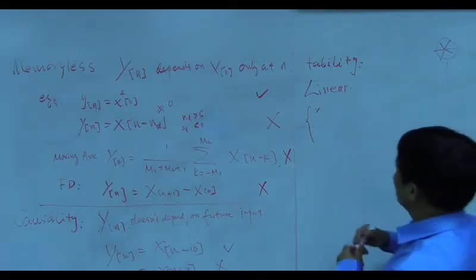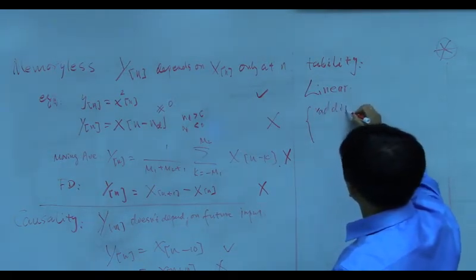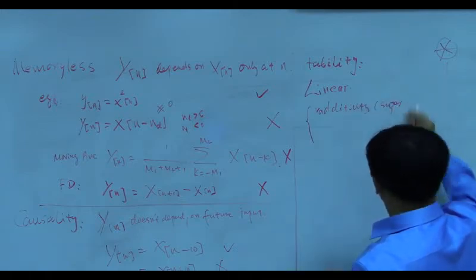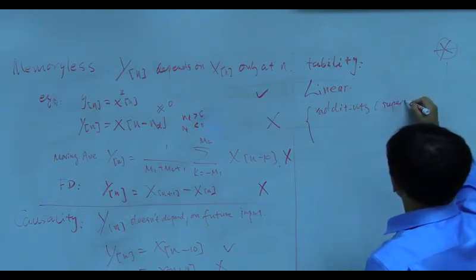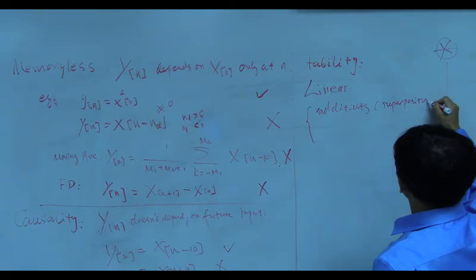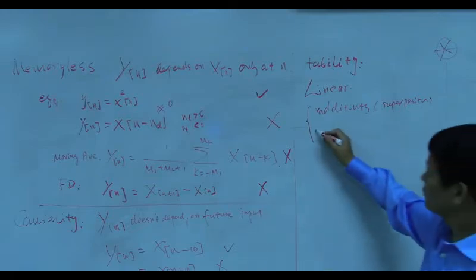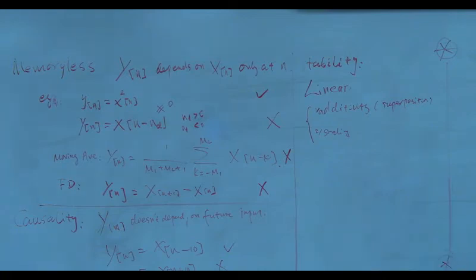That is called additivity, or superposition. The next property is called scaling. That means if your input is multiplied by a constant, for example by 10, then the output is also multiplied by 10.